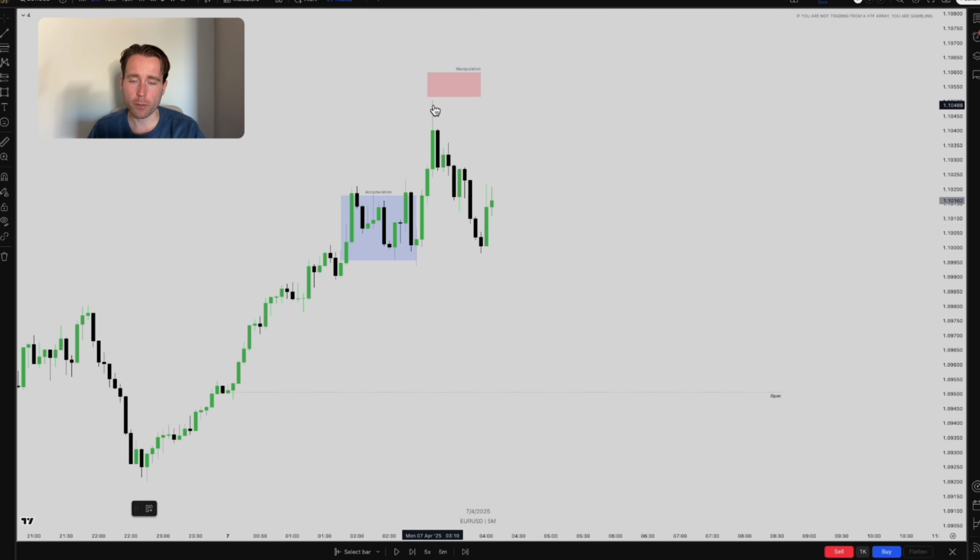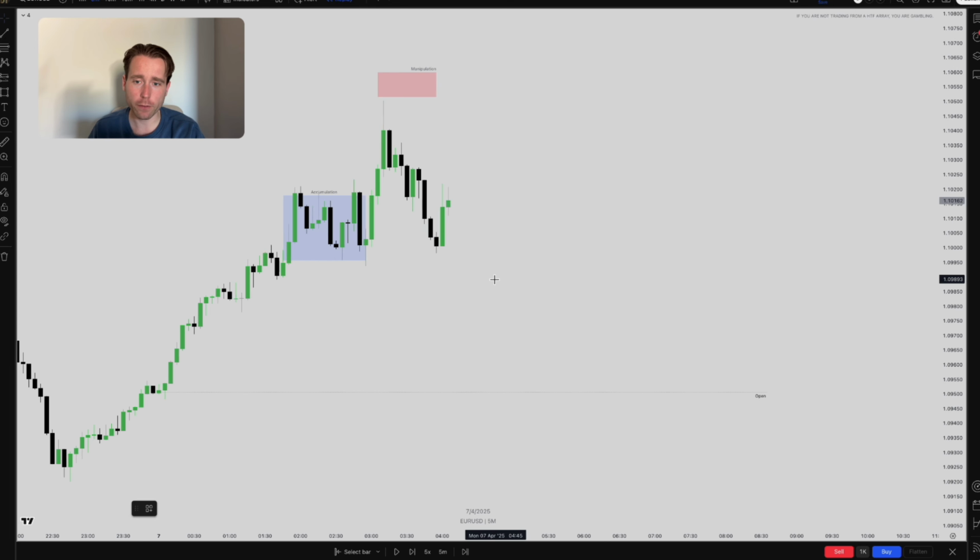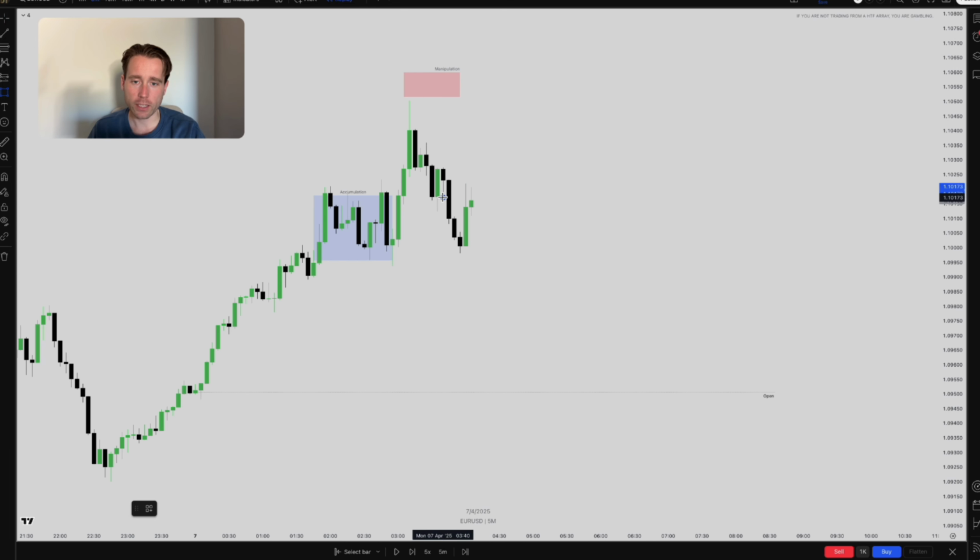So we made the manipulation, we move up, we start seeing some displacement and just simply follow the fair value gaps. I see a fair value gap right here. Let's see that one holds. I'm not going to take any entry here, but when we see this happening from the fair value gap, that is where you need to pay attention.